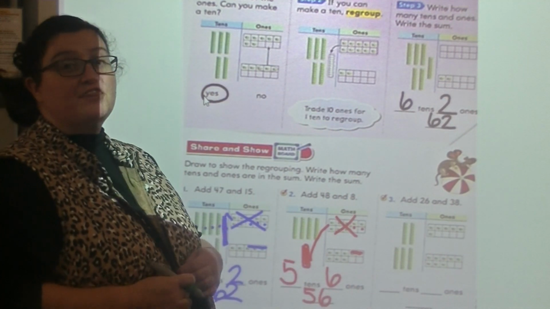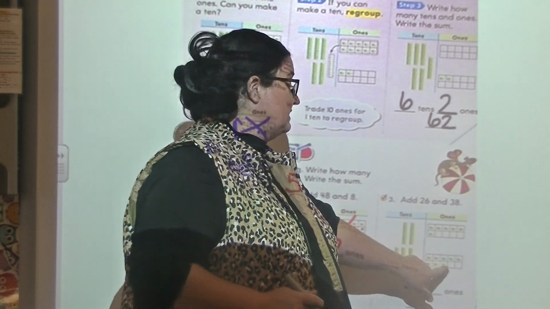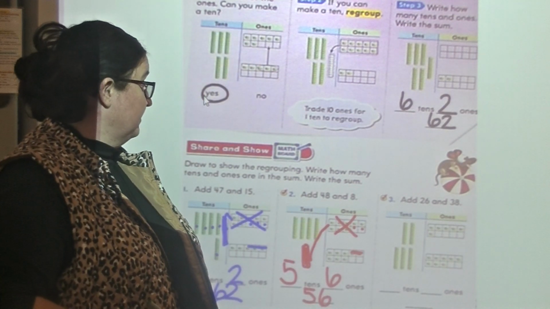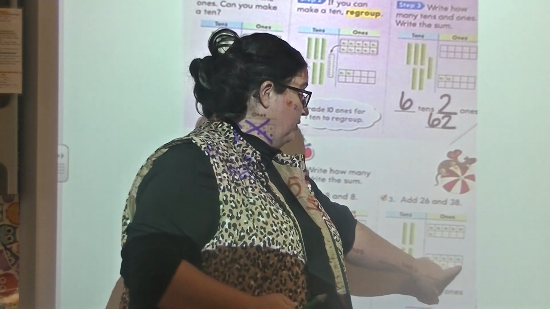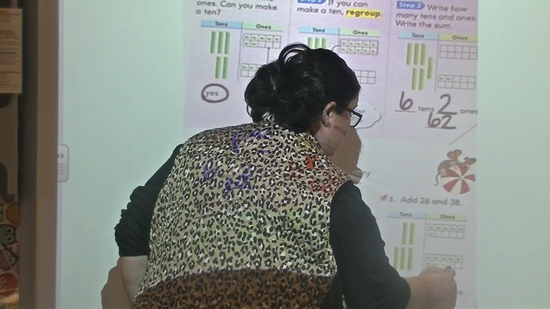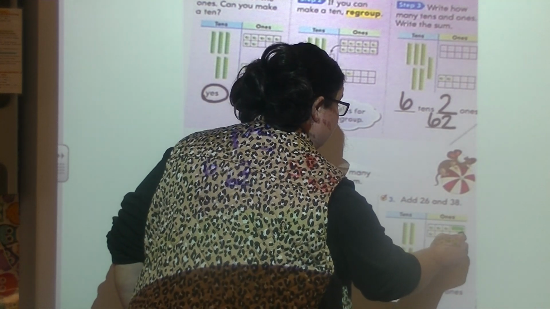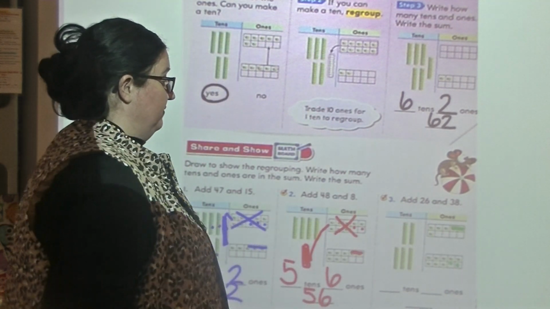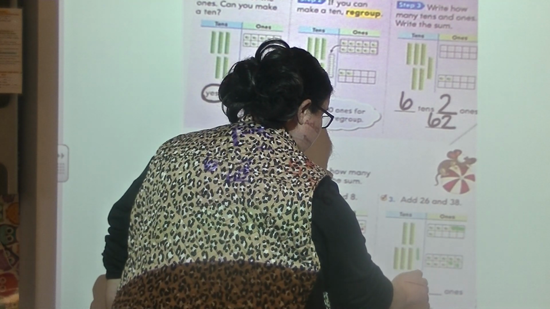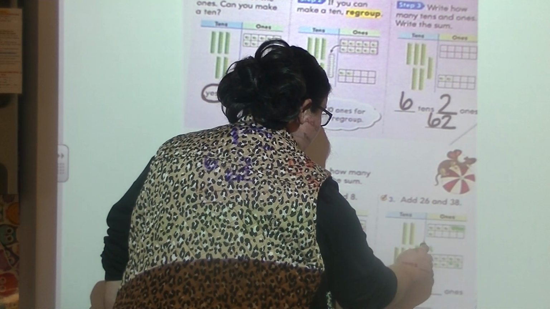Add 26 and 38. 26 is 2 tens, 6 ones, 38 is 3 tens, 8 ones. All right, can we move some up to make a group of 10? We could, but I think it would be easier to move 2 down this time. So let's move 2 down. Let's go for the easier way. Let's move 2 down. Move as a group of 10 next door. Right here.